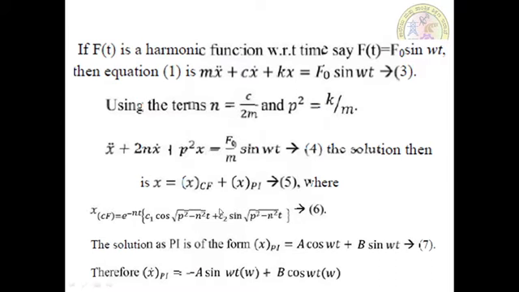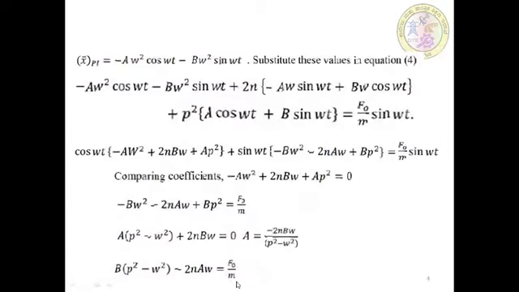Here x of CF is the complementary function. Already in free vibrations, in the last topic we have seen the same thing. Whereas the particular solution will be written as a cos of omega t plus b sin of omega t. Now we can rewrite the particular solution in this way, and for x double dot, we have to do the derivative two times.